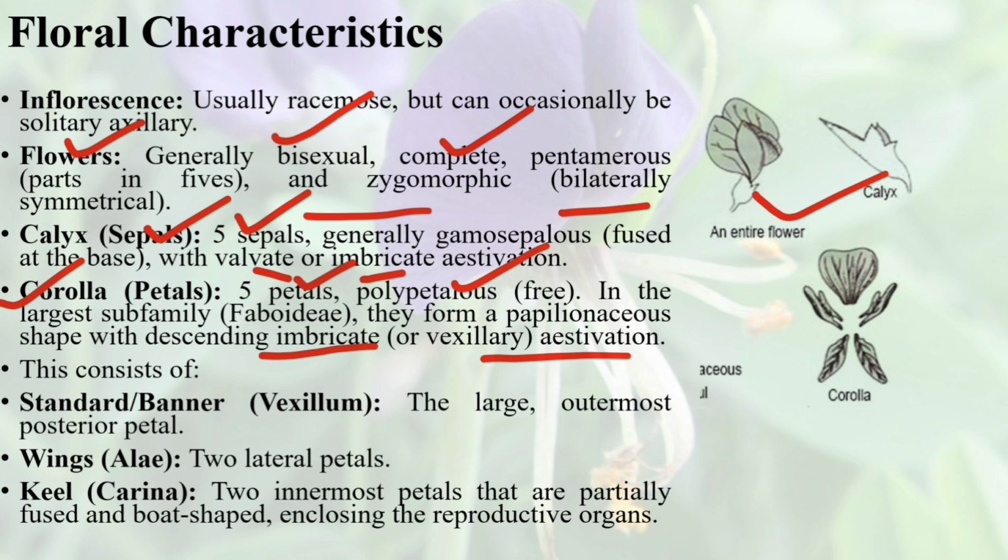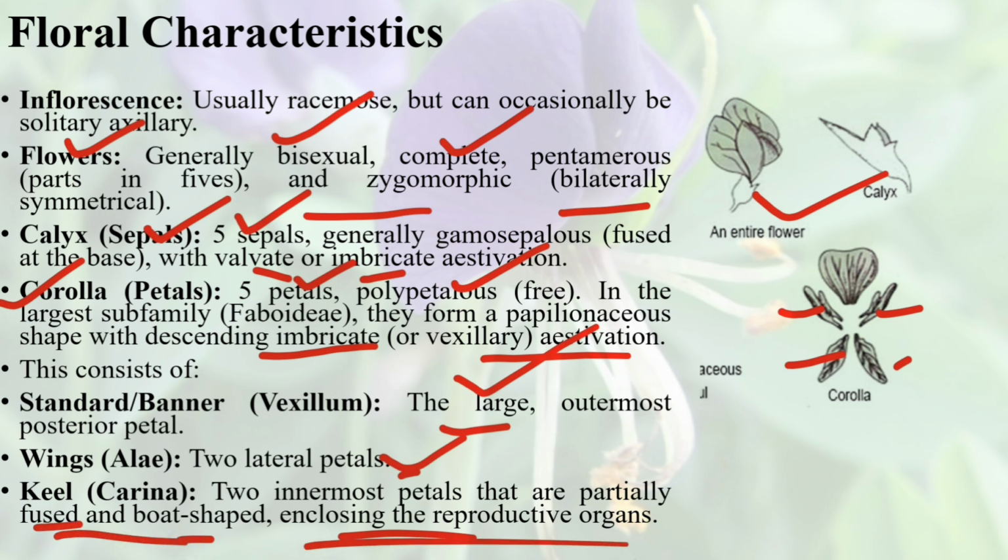In this type of aestivation, they consist of 1 large outermost petal, 2 lateral petals and 2 innermost petals which are partially fused, boat shaped, enclosing the reproductive organs. The 1 large petal is called the standard or vexillum, the 2 lateral petals are called wings, and the 2 innermost petals are the keel or carina, partially fused and boat shaped, enclosing the reproductive organs. So this is the structural feature of Leguminosae family flowers.